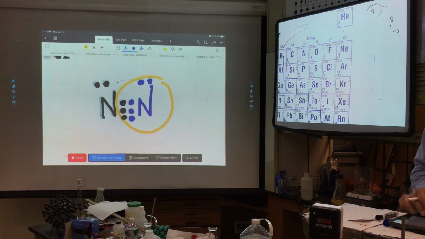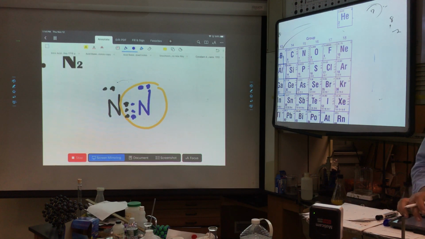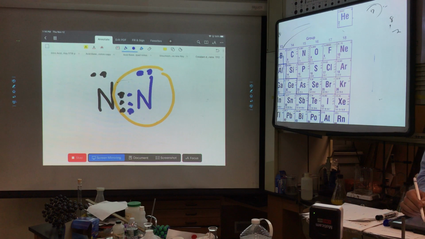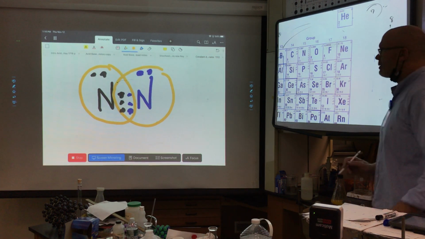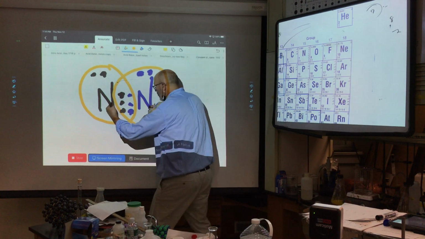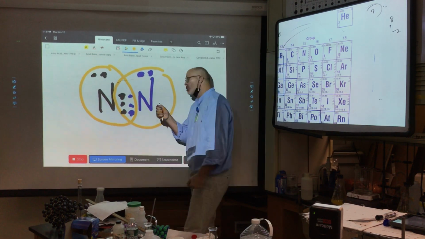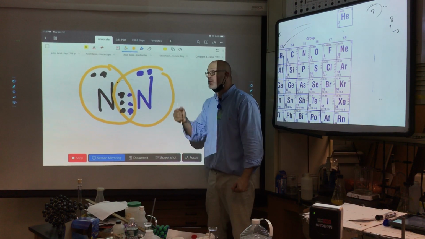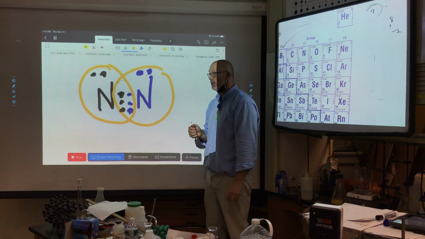Doesn't the other one want 8 too? Yes, it does. Check it out, it has 8. They both have 8. Look, they both steal the other one. They're both fighting for the same electrons. No one's strong enough to yank them, so they're both forced to share.